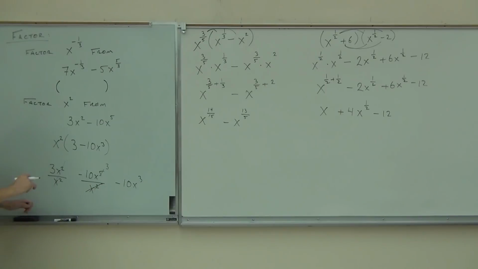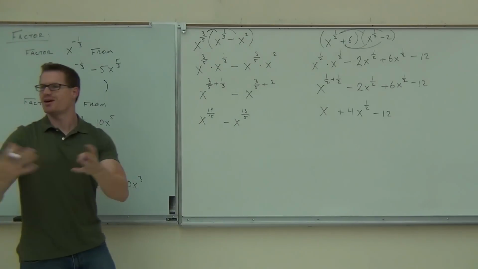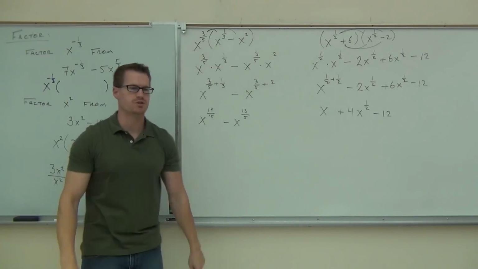When I write my parentheses, can you all tell me what's going to go on the outside of my parentheses, please? Good. Just like we did here. What you factor out goes on the outside. That's why it's called factor out, right? You're factoring out of your expression.